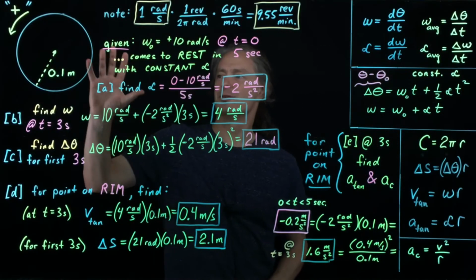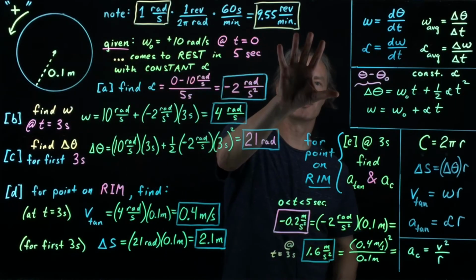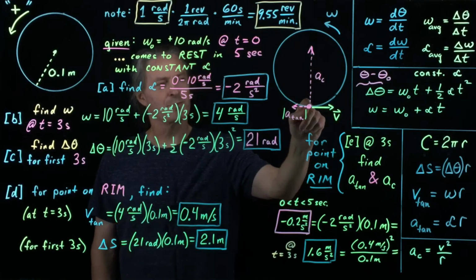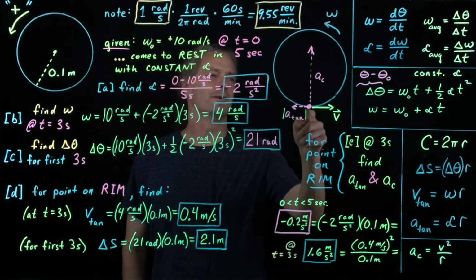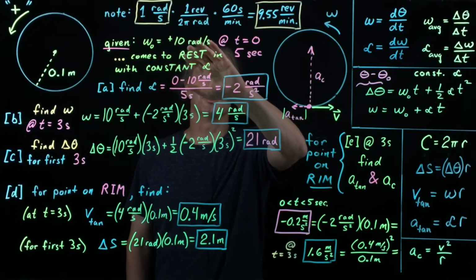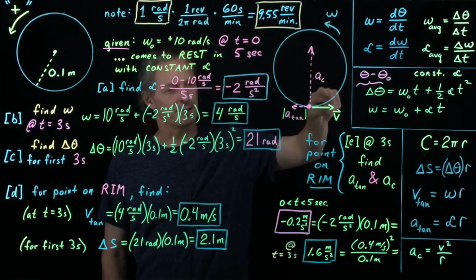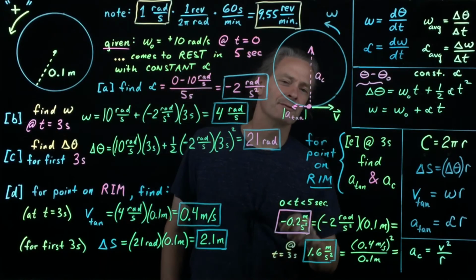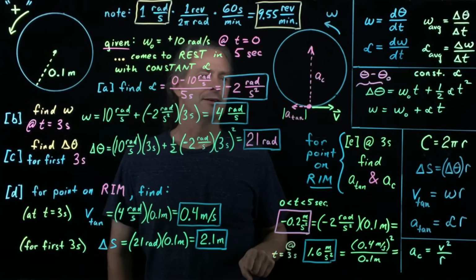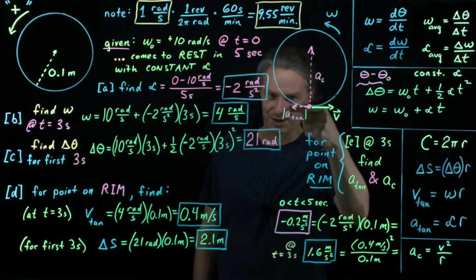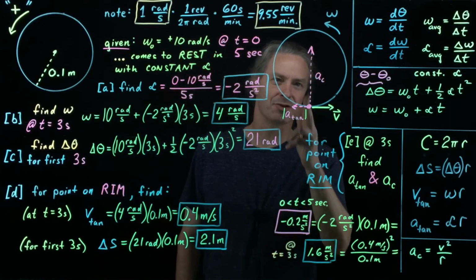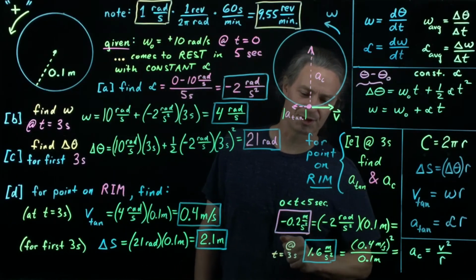Let's imagine taking this picture right here. I'll put it right here. At t equals 3 seconds, let's look at this point on the rim of the disk. Now the angular velocity is this way. The disk is slowing down, so the angular acceleration is the other way. For this point on the rim, the velocity is to the right, the tangential acceleration is to the left, indicating that this point on the rim is slowing down. And of course, the centripetal acceleration is straight toward the center.